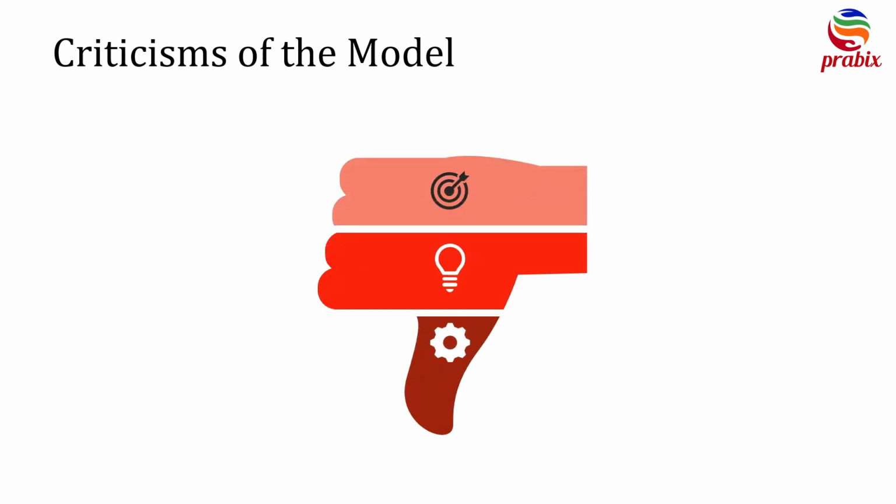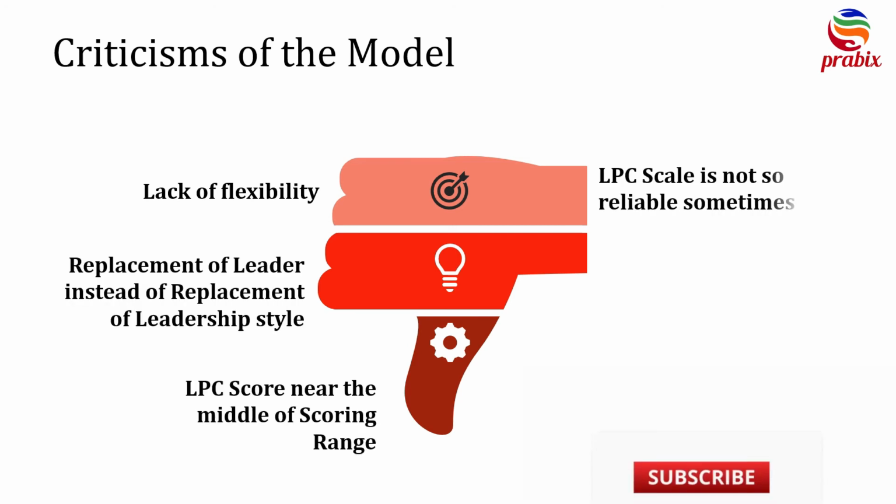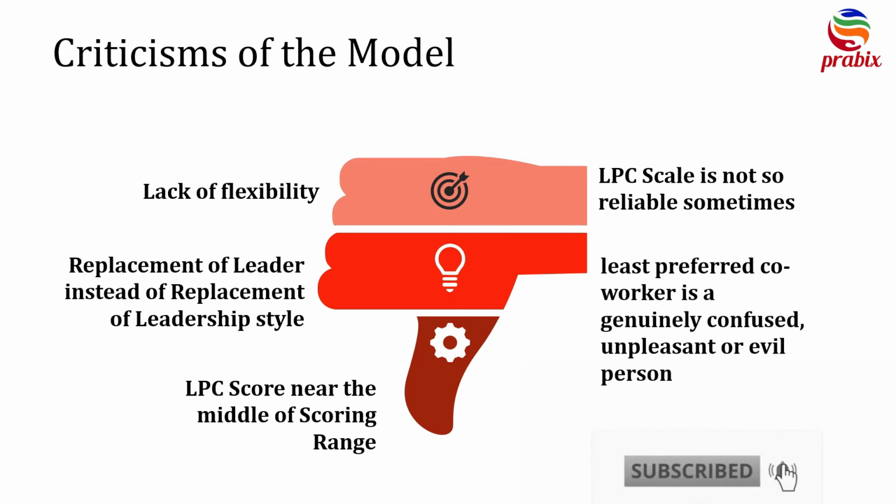One of the biggest is lack of flexibility. Fiedler believed that, because our natural leadership style is fixed, the most effective way to handle situations is to change the leader. He didn't allow for flexibility in leaders. For instance, if a relationship-oriented leader is in charge of a group with good relations doing unstructured tasks, and he or she has a weak position, that is the fourth situation, then, according to the model, the best solution is to replace him or her with a task-oriented leader, instead of asking her to use a different leadership style.